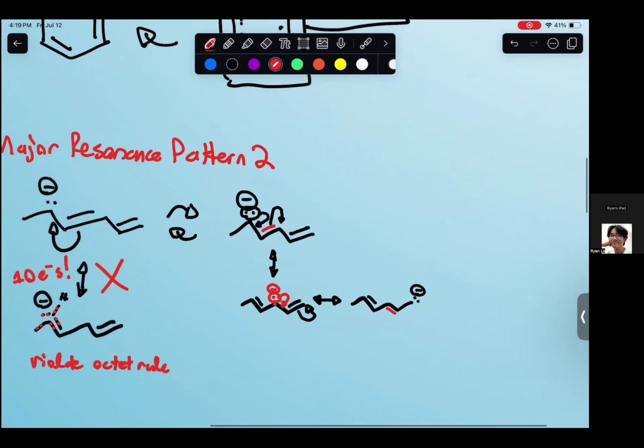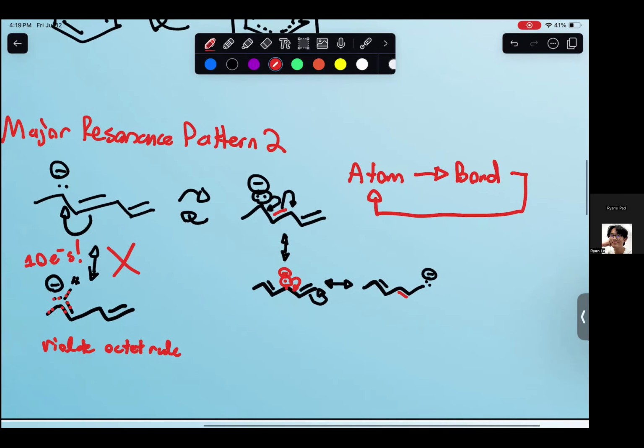So the major thing that you have to take away is going from atom to bond, and then all the way back around again. Bond to atom, atom to bond. So hopefully that's a little clear.